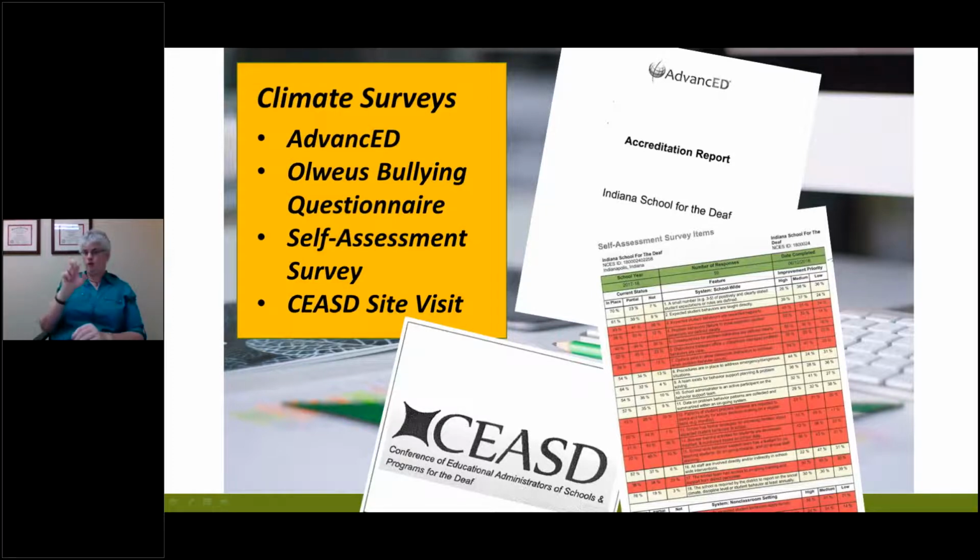There are 350 students at ISD from K through 12. So they did the survey, and then the administration team and teachers did a self-assessment as well, to look at their processes and how they communicate with parents and the community. They took all of those things into consideration. The teachers also reported incident reports and things like that.